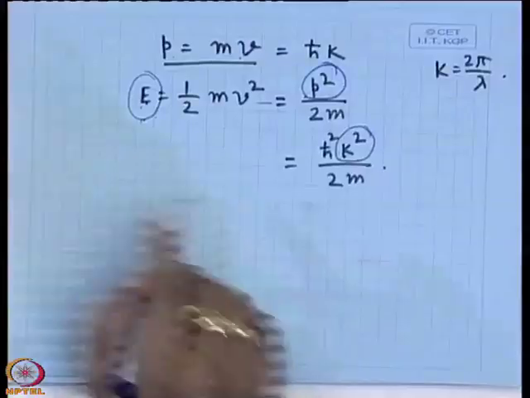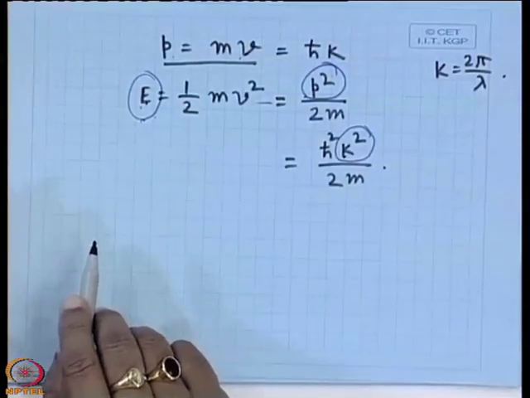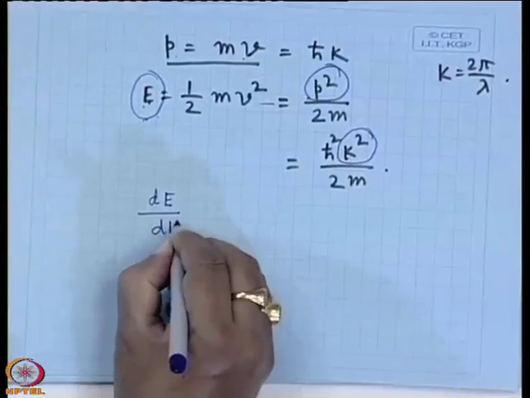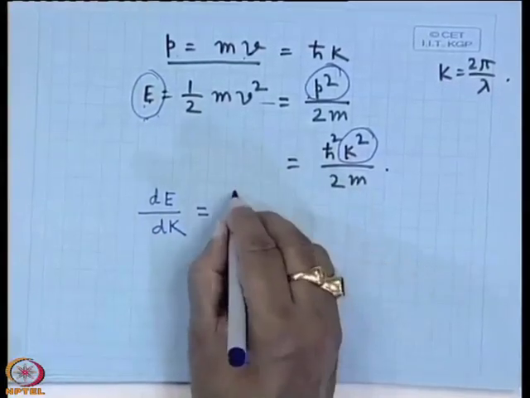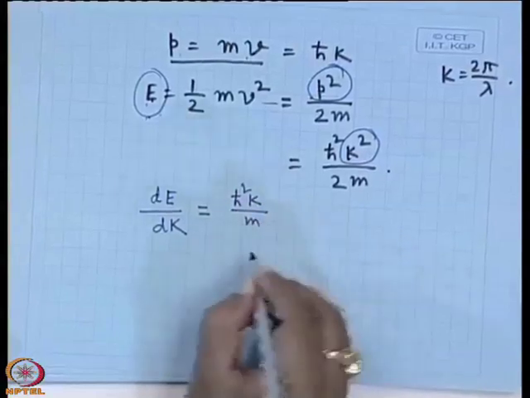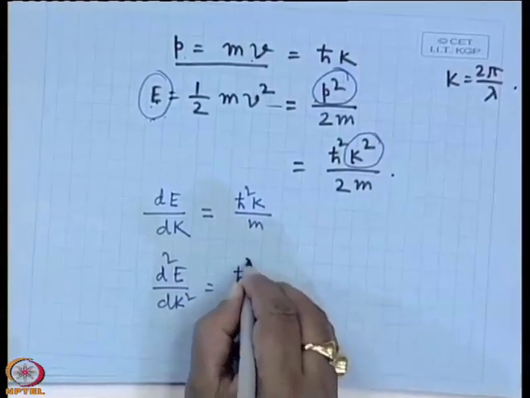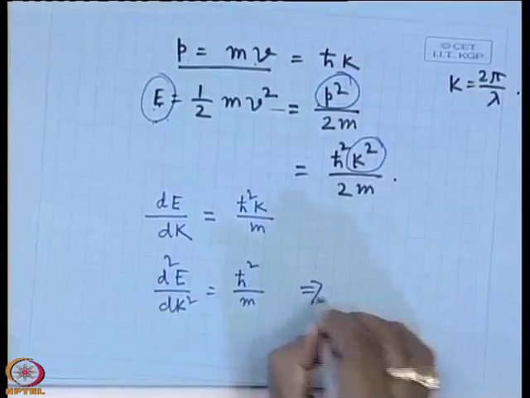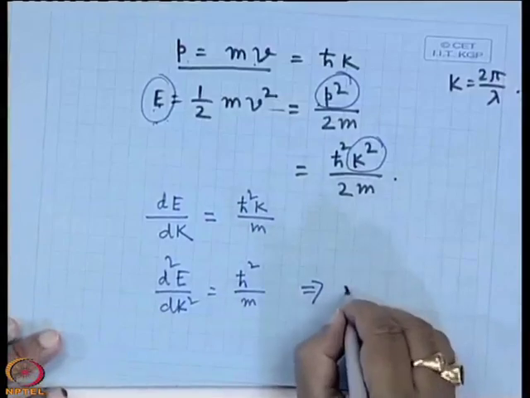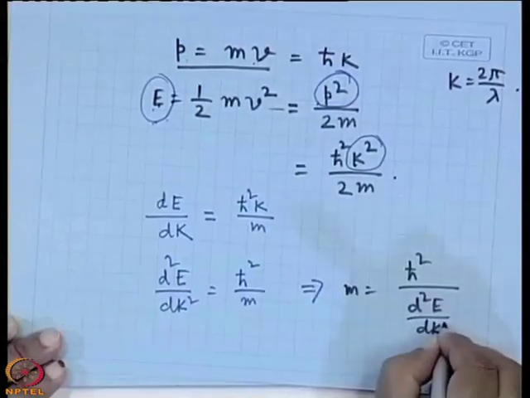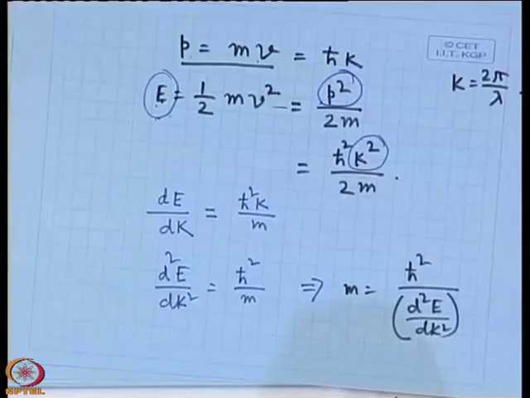So, you write down, E equals h bar square k square by twice m, and see what is the curvature. First, you do dE dk. That is equal to how much? H bar square k by m, right. Then d2E by dk square is h bar square by m. Now, if you write down the value of m, then what is m? M equals h bar square by d2E by dk square, right?